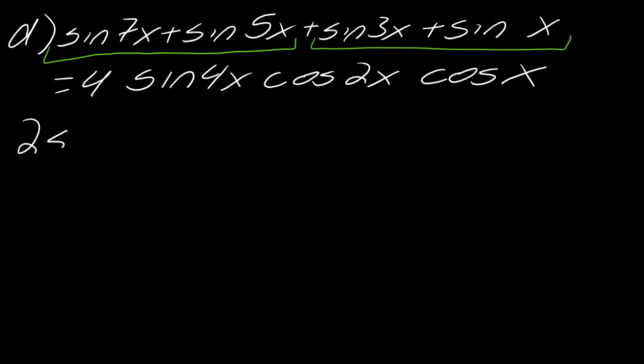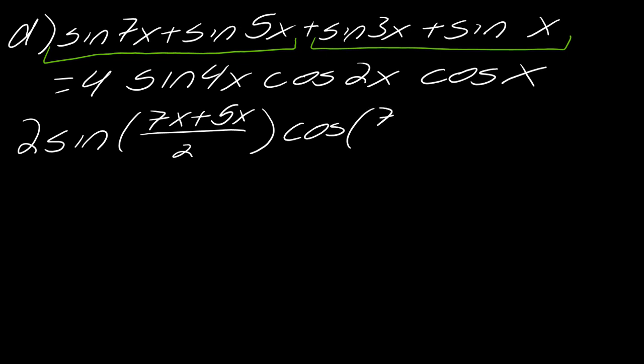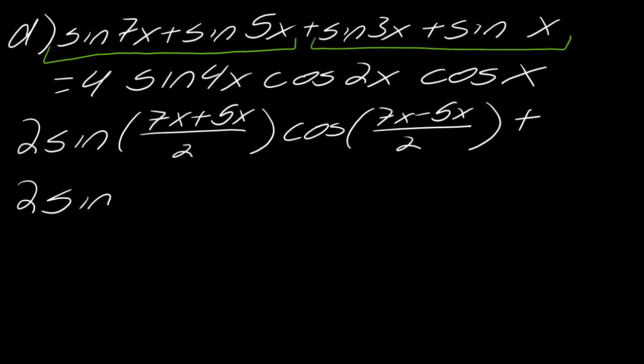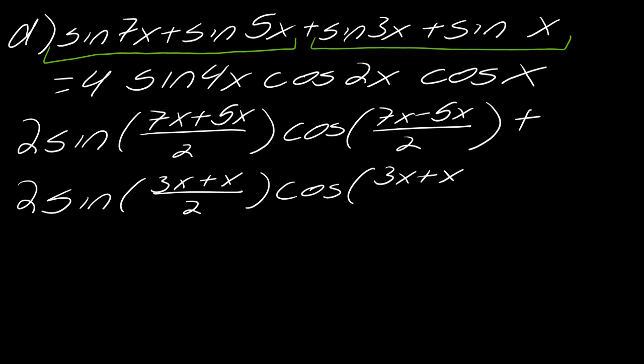Okay, so that will become 2 sine, so this becomes 7x plus 5x divided by 2, cosine 7x minus 5x divided by 2. So that's this first pair. And then I'll do the second pair. So let's see, that becomes plus 2 sine 3x plus x divided by 2, cosine 3x plus x divided by 2.